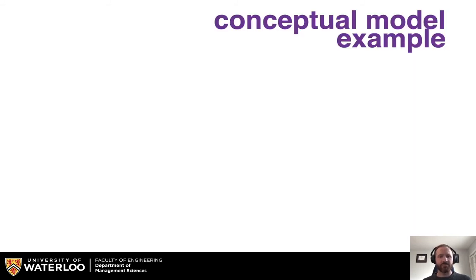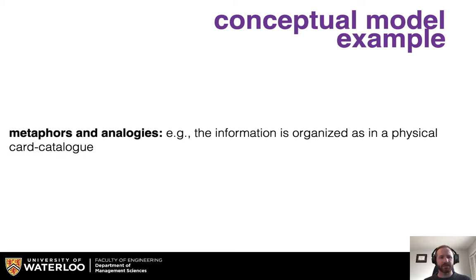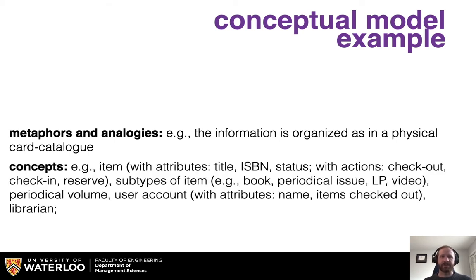Let's walk through a conceptual model. We've talked a bit about this earlier in the term, but we're going to revisit this. Metaphors and analogies could be something like the information is organized as a physical card catalog. This might be a library system. And the concepts might be, you have an item. This has attributes: a title, an ISBN number, a status, with actions. You could check it out, check it in, reserve. So there are attributes and actions.